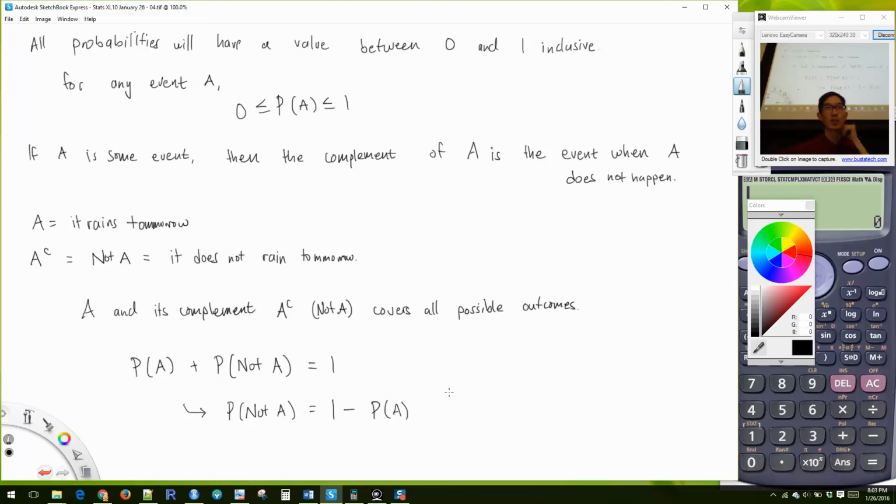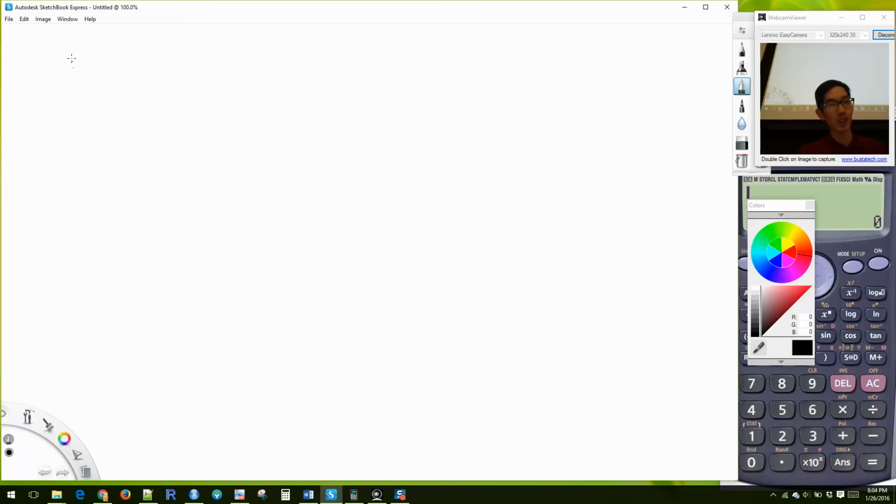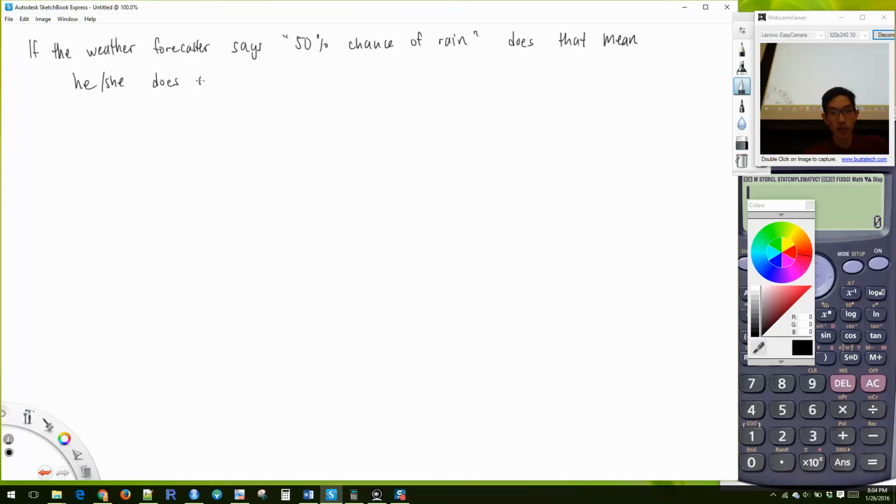There's this notion of probability that I want to dispel. I think there was a meme floating around with a Velociraptor or whatever. I don't know if you guys are familiar with this. It said, if the weatherman says there's a 50% chance of rain, does that mean he doesn't know if it's going to rain? Or I should say weather forecaster, because it could be a woman. If the weather forecaster says 50% chance of rain, does that mean he or she does not know if it will rain?